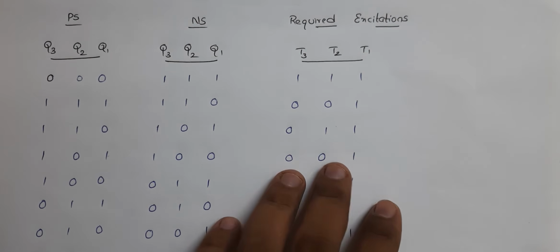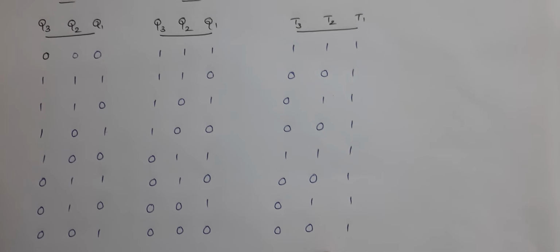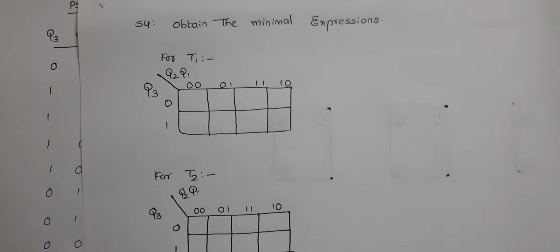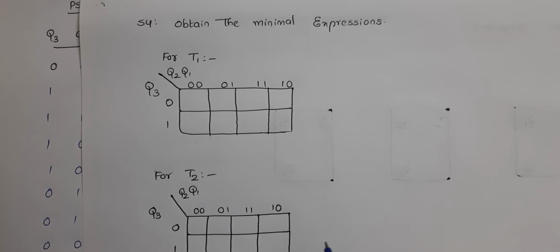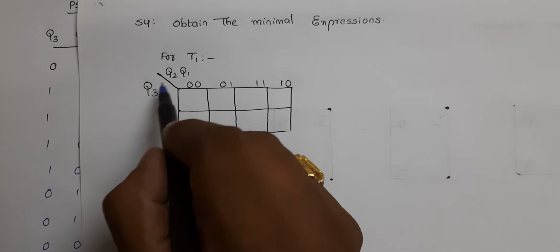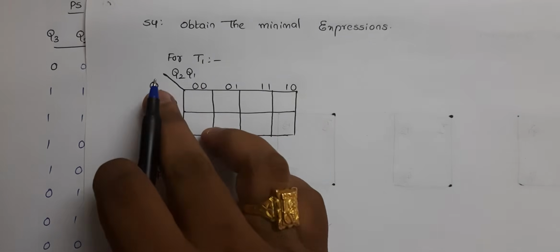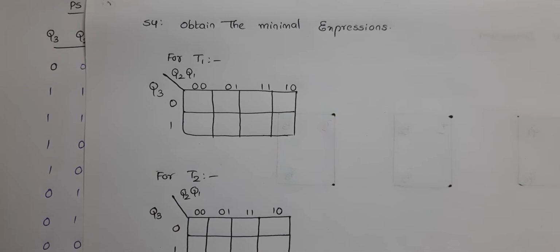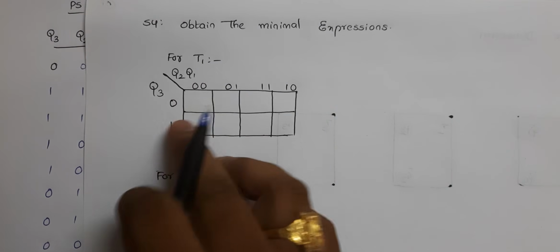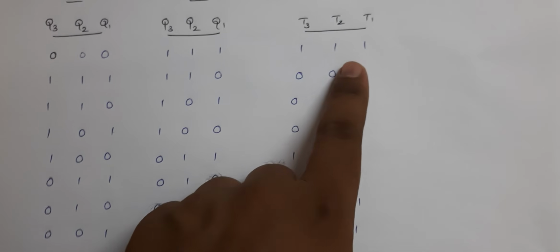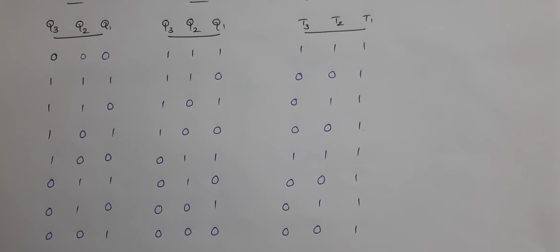So in this excitation table, the T1 column indicates all ones only. To obtain the minimal expression for T1, here are Q3, Q2, Q1, the present state variables, for each and every combination, 0, 0, 0, 0, 0, 1, whatever it may be, and the value of T1 is equal to 1 in all of them.